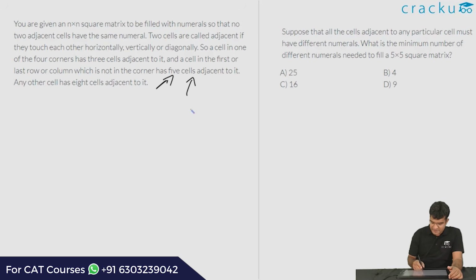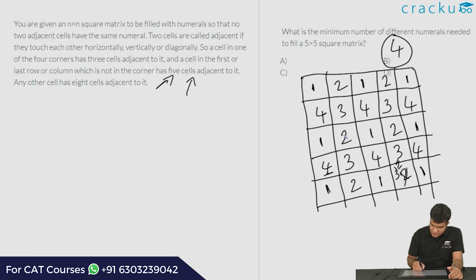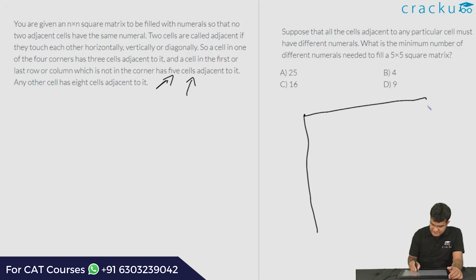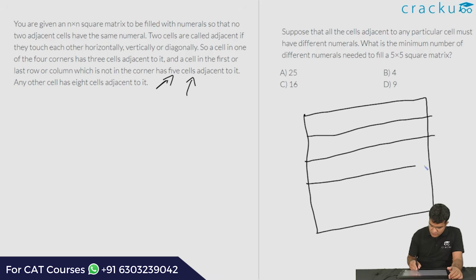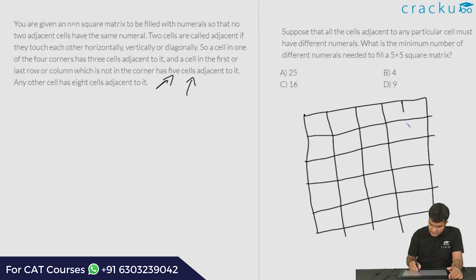But now what he is saying is the values of all the cells which are adjacent to a particular cell have to be different. So if you actually draw it, if you look at the earlier one, for example, 2 here is adjacent to 2 ones. Now that is not possible. All the cells which are adjacent to 2 should have different numerals. So let us again first draw the 5 cross 5 matrix and try to fill it up with as few numbers as possible.